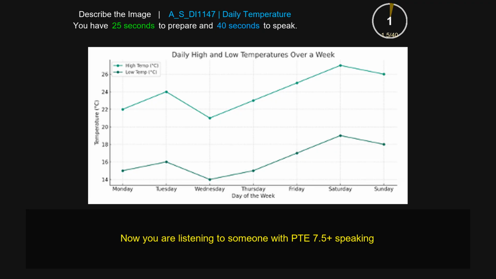This image is a line chart that shows information about the daily high and low temperatures over a week from Monday, Tuesday, Wednesday, Thursday, Friday, Saturday, and Sunday. And the y-axis shows the temperature in degrees Celsius from 14 to 26.